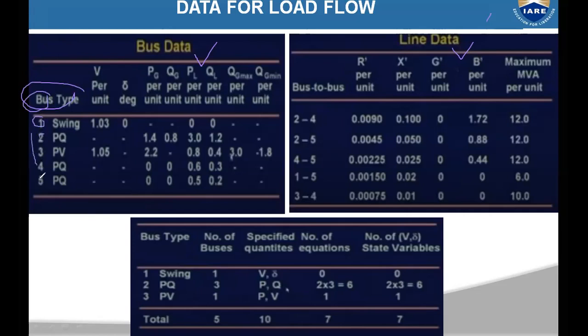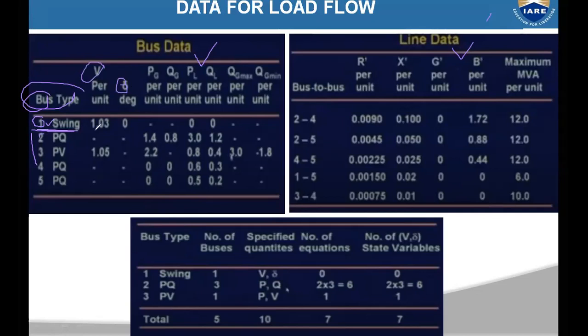Out of these 5 buses, the first bus is the swing bus, which you can also call the slack bus, the second bus is PQ, and the third is PV. Buses 4 and 5 are PQ buses. Now, if it is a swing bus or slack bus, what parameters should you know? You should know the voltage as well as delta.